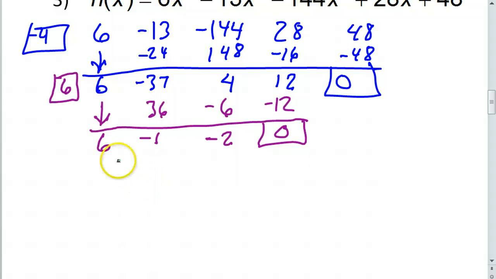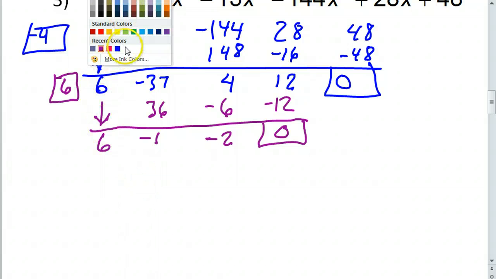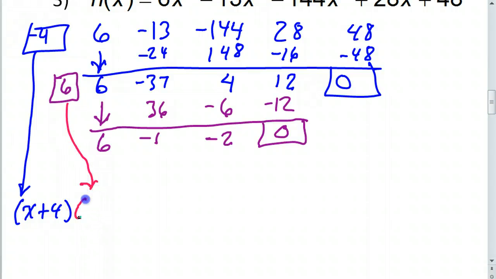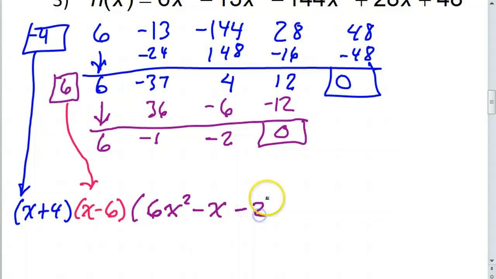Okay, so let's see what we've got so far. Let's not forget to bring down the factors from the zeros from the calculator. Negative 4 gives me a factor of x plus 4. The 6 gives me a factor of what? X minus 6. And now this trinomial, what's my trinomial? It's going to be 6x squared minus x minus 2.